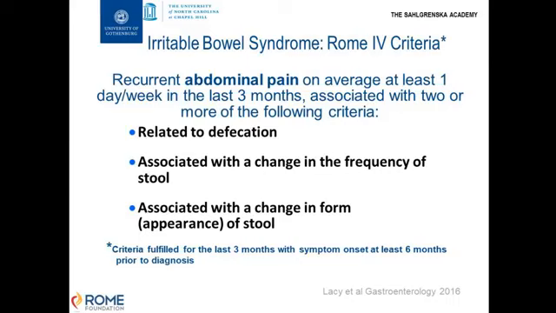And as you see here, these symptoms should be active, that is, they should be present in the last 3 months. There should also be some chronicity, so the symptom onset should have been at least 6 months prior to the diagnosis. So patients who have abdominal pain only for 1 day do not fulfill the criteria for IBS, but there should be some chronicity, current symptoms, and as you see here, an association between abdominal pain and abnormal bowel habits, and there should be some relation to defecation. So this is actually how you make the diagnosis that patients fulfill the Rome 4 criteria.